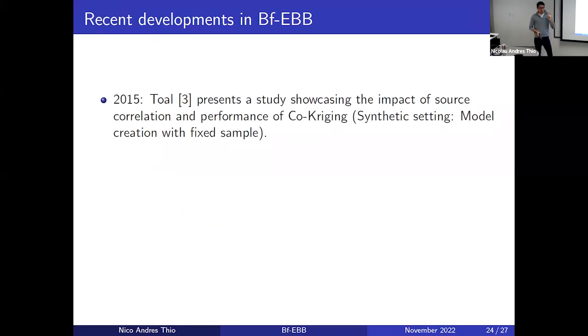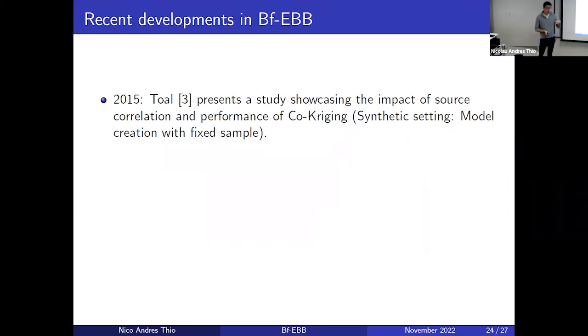I guess to kind of explain why I think all of this is beneficial, right? So in 2015, like I said, Thio presented a study in the synthetic setting. So he looked at the perfect information. So if I know exactly what my high and low fidelity sources look like, when should I train a co-Kriging model? When should I train a Kriging model? And the answer is, well, unless the correlation is very high, you shouldn't use co-Kriging, you should use single source Kriging, right?